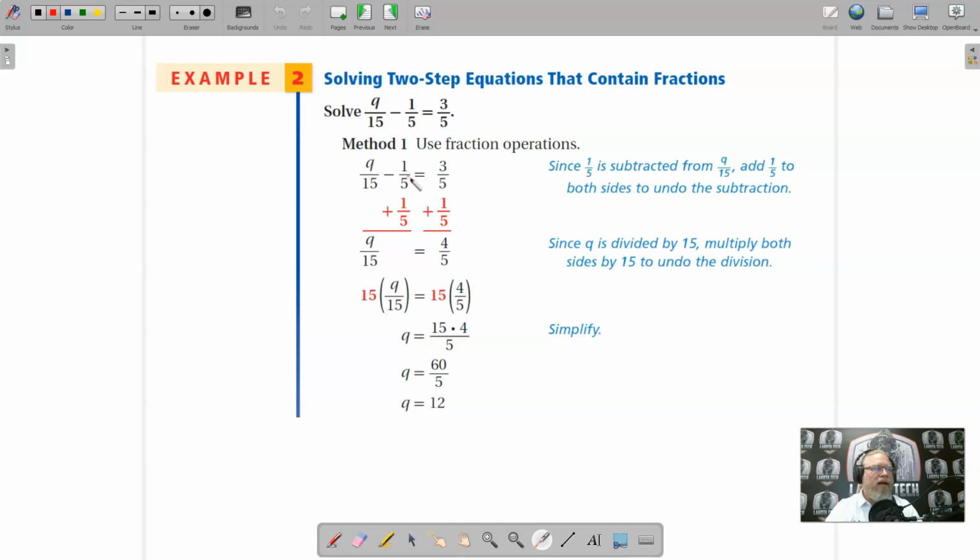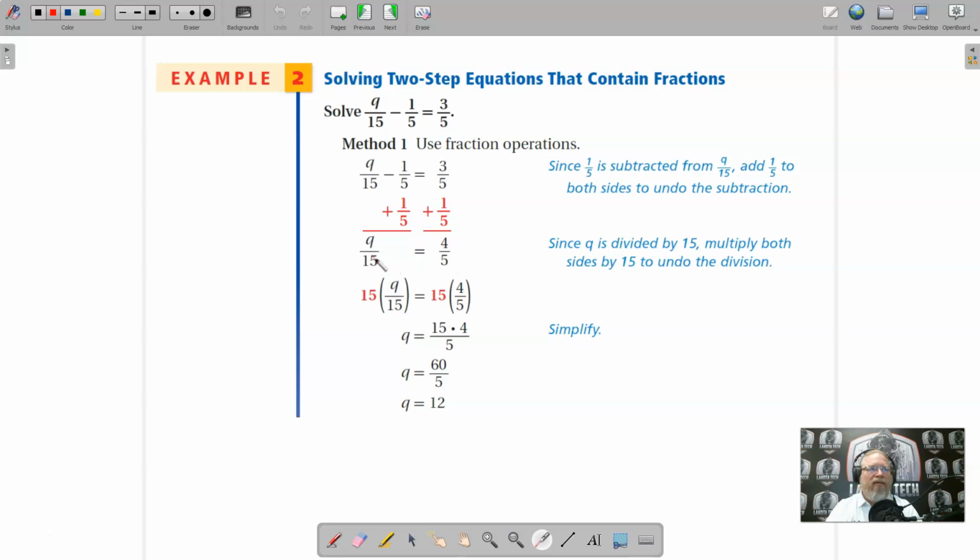Done that. And here, negative 1/5 and a positive 1/5 is going to have a total of 0. Means they're just going to cancel each other out. And we're just going to get q over 15 on the left side of the equation. 3/5 plus 1/5 is 4/5. My brain's getting ahead of me wanting to do the answers today. Now I would have q over 15 equals 4 over 5.